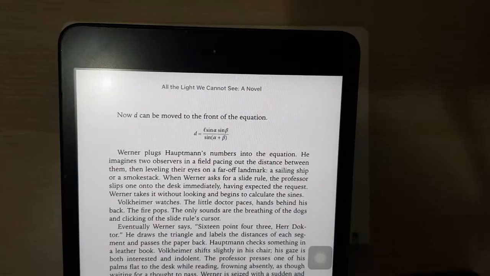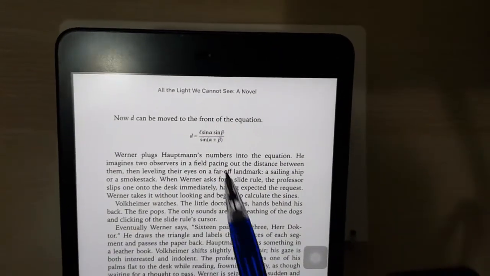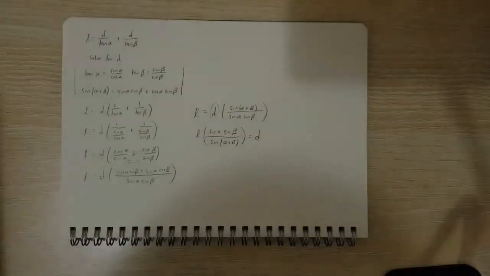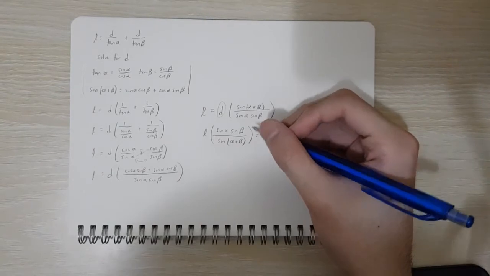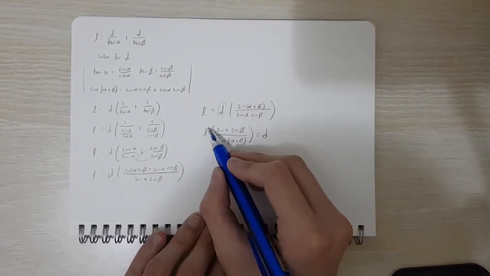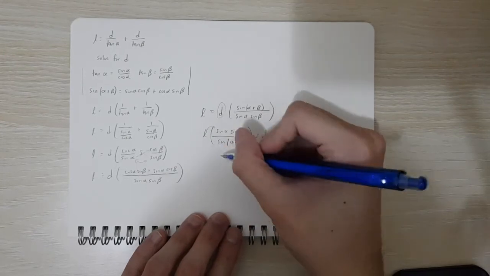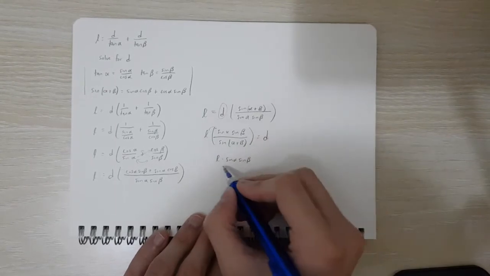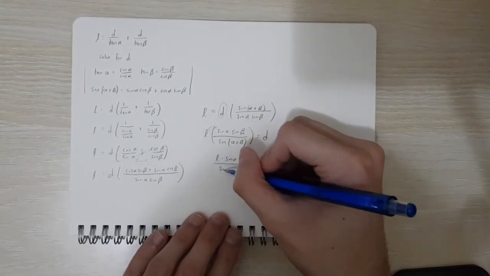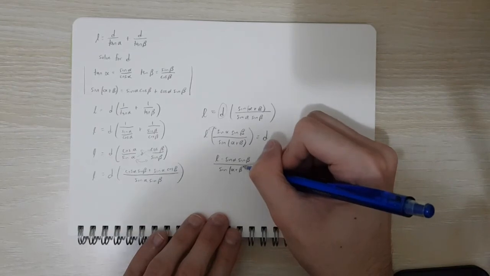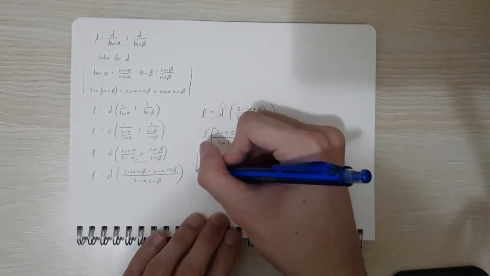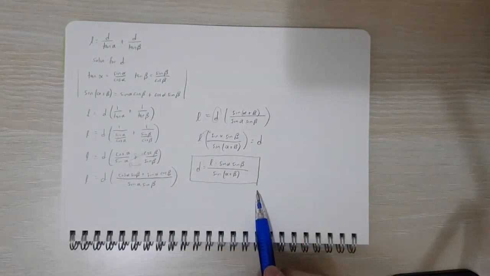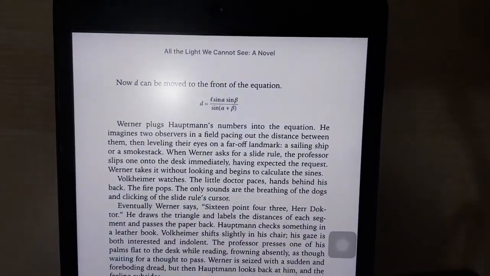Let's just check. Okay, that's how it's supposed to look like in the book. Let's just simplify the one we got. So basically we're just putting L into the numerator. So it's simply L times sine alpha sine beta over sine of alpha plus beta, and there we go. That's your final answer, and it should look the same as the one in the book.